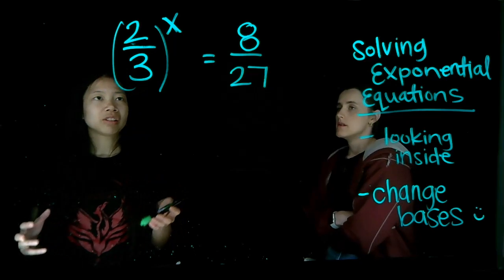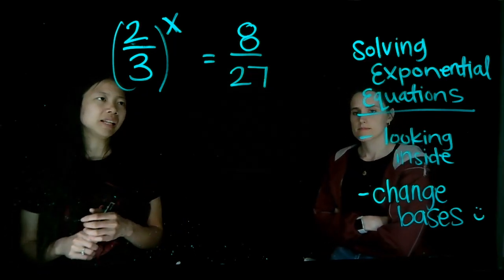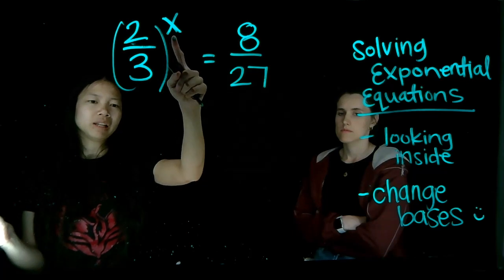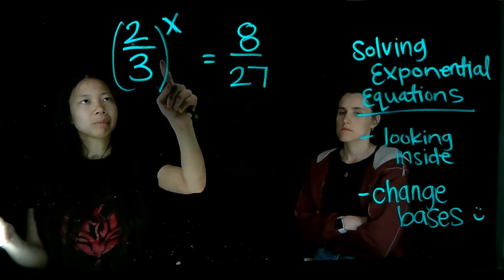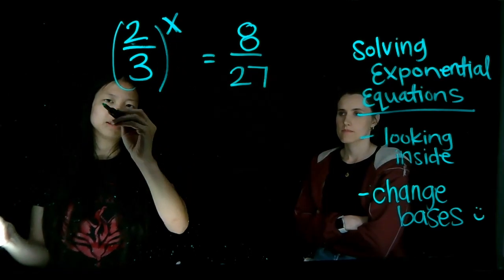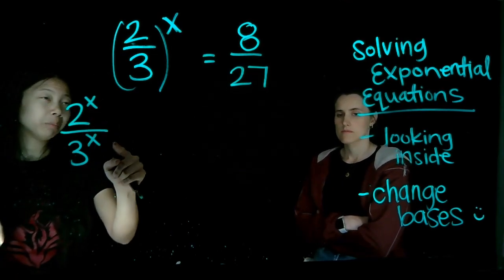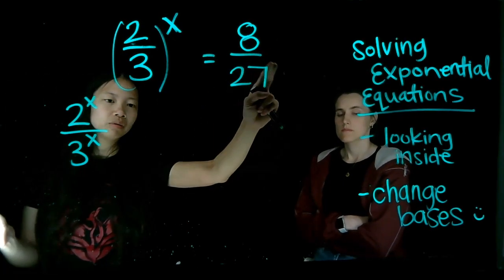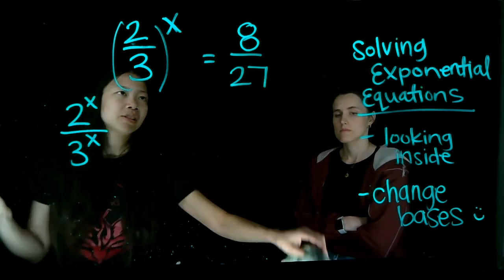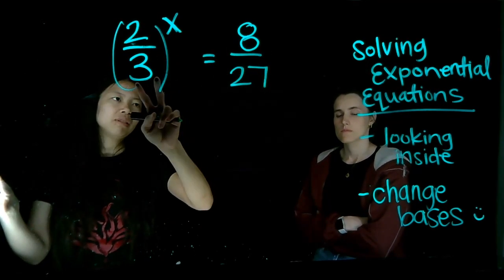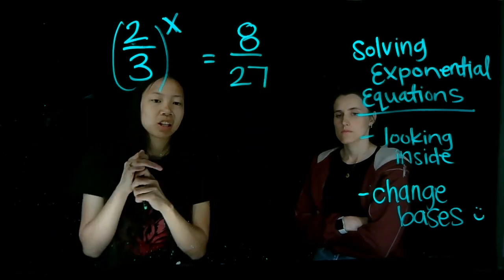All right, we got (2/3) to the x equals 8/27. Remember when I have parentheses that this exponent is applying to both pieces of my fraction? So another way you could write this is 2 to the x over 3 to the x. X has to be the same number though, and has to give me 8/27. So in order for this to work out, we've got to express 8 in terms of 2 and 27 in terms of 3, and we want to make sure that it comes out the same.